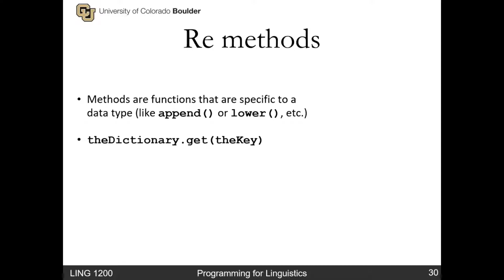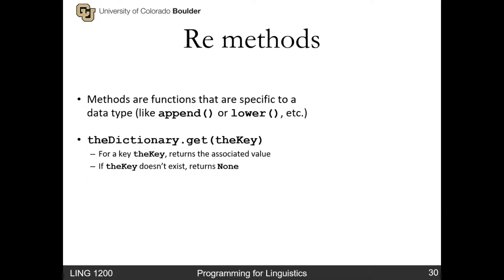Here's one method that's specific to dictionaries, the get method. With this method, we can take a key, or in this case, the variable name of the key, and we feed it into get as a parameter. And when we run that code, it will return the associated value to that key. Now, if the key doesn't exist, it returns None.